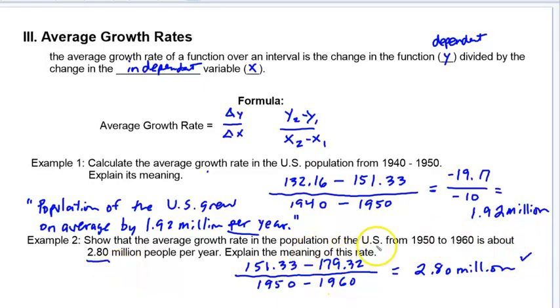Now go through your process of explaining the meaning. So much like we did here, the population of the United States, I should have said up here, and I didn't, I need to include between 1940 and 1950 to include that as well. And same thing here. So population of the U.S. grew on average by 2.8 million people per year between 1950 and 1960. All right. Very good.